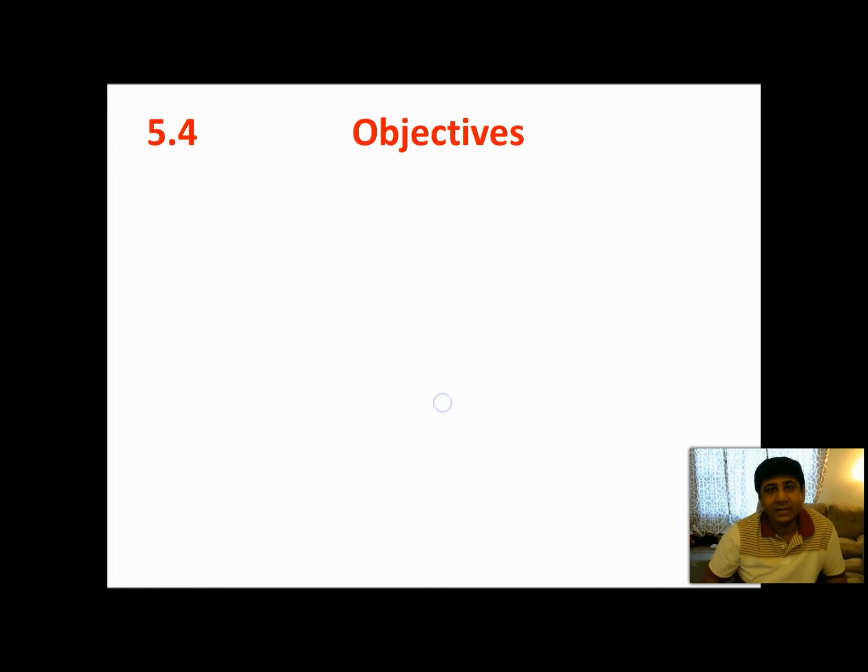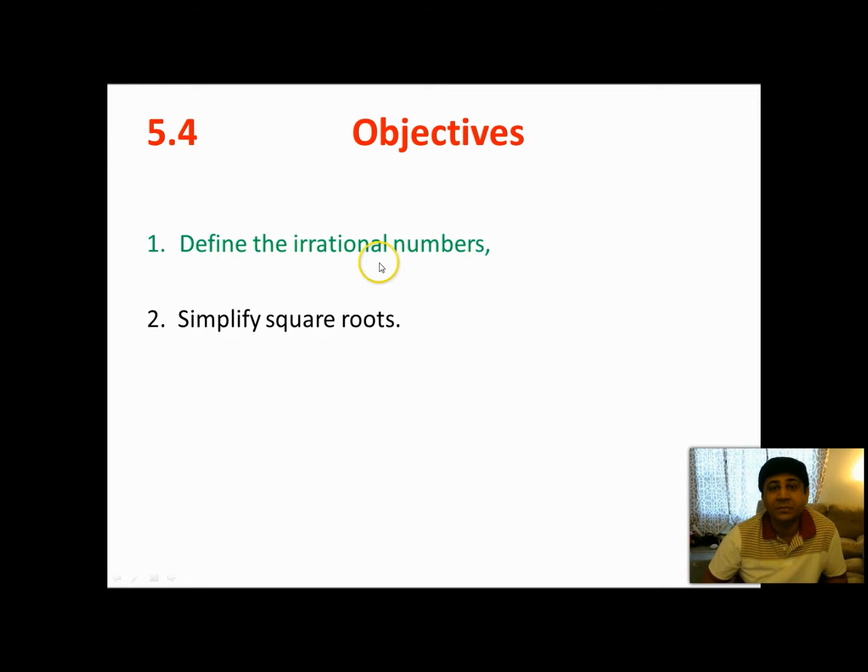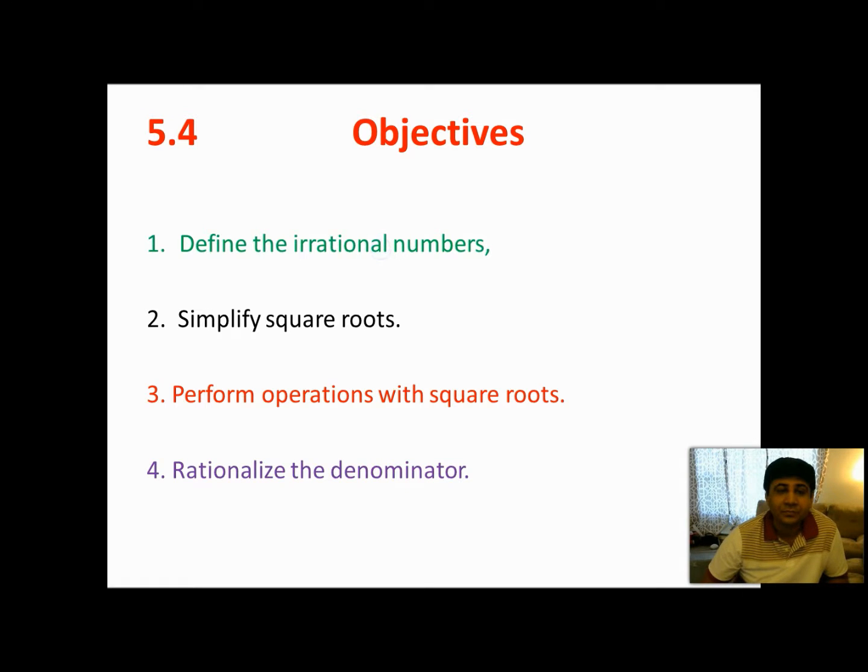So let's get started. Now in today's section 5.4 we will talk about irrational numbers. We'll define irrational numbers, give examples of irrational numbers, and see how to distinguish between a rational and an irrational number. We will learn how to deal with square roots, simplify square roots, combine square roots, do other operations involving square roots, and how to rationalize the denominator. So these are our main objectives in this section.